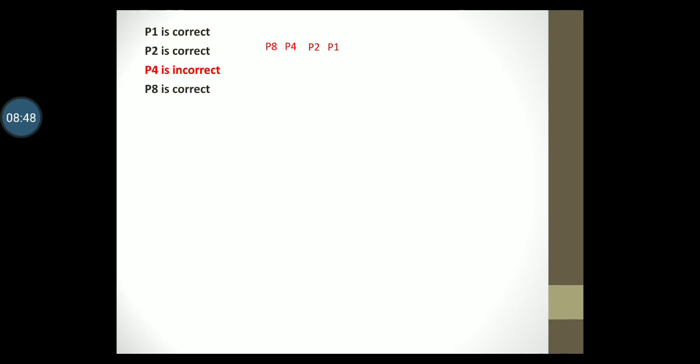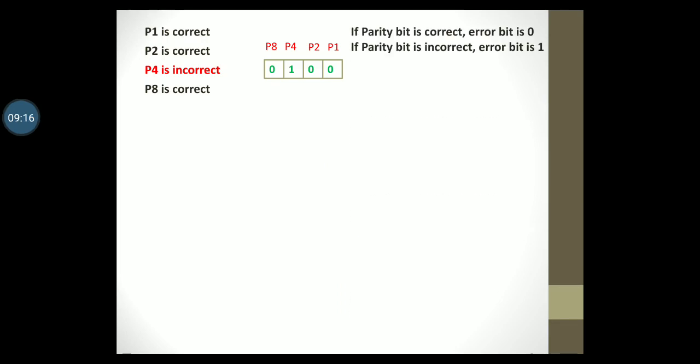Since P8 is received correctly, we set the error bit to 0. Since P4 is received incorrectly, we set the error bit to 1. Since P2 is received correctly, we set the error bit to 0. And finally, since P1 is received correctly, set the error bit to 0. In other words, if the parity bit is correct, we set the error bit as 0. If it is received incorrectly, we set it as 1.